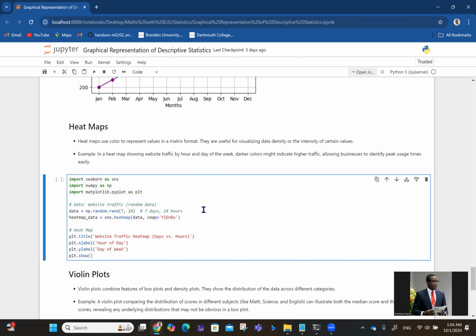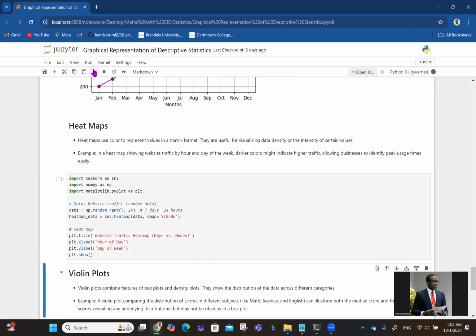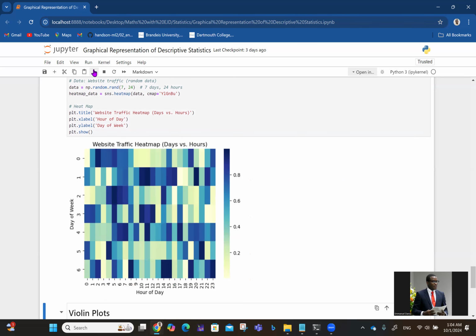So for instance, you want to see website traffic, like you have a website and you want to monitor the analytics of the website, like at what hour of the day or day of the week do people really visit your website? So in case you have something to market to them, you can target that particular point in time to do your marketing. So you can see something like this now.